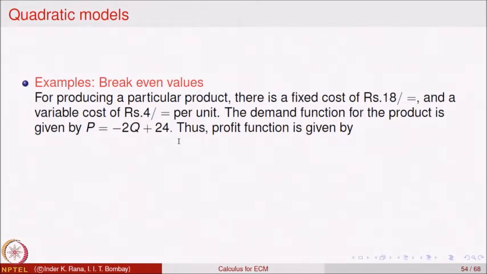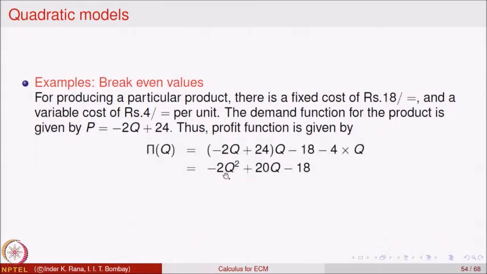So, this is the data given. We would like to know what is the profit function for this. So, how do you calculate the profit? Profit is the amount earned minus the amount spent. So, let us compute that, π(Q), the profit.